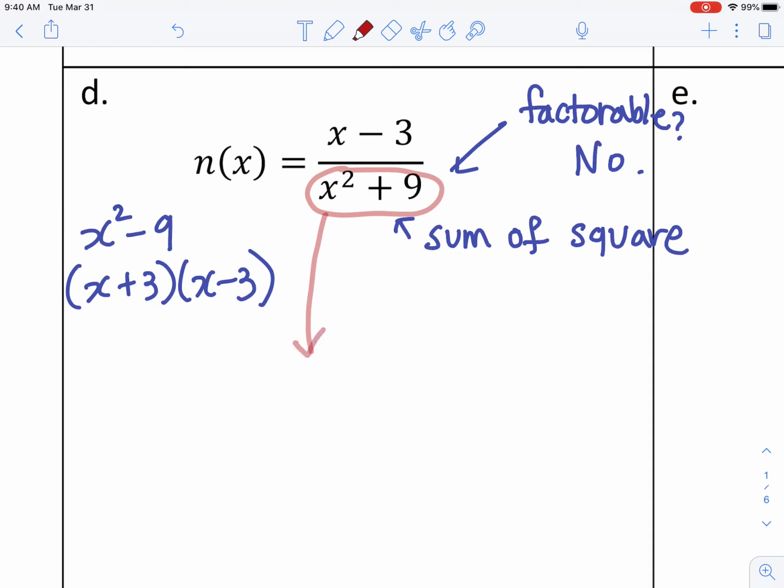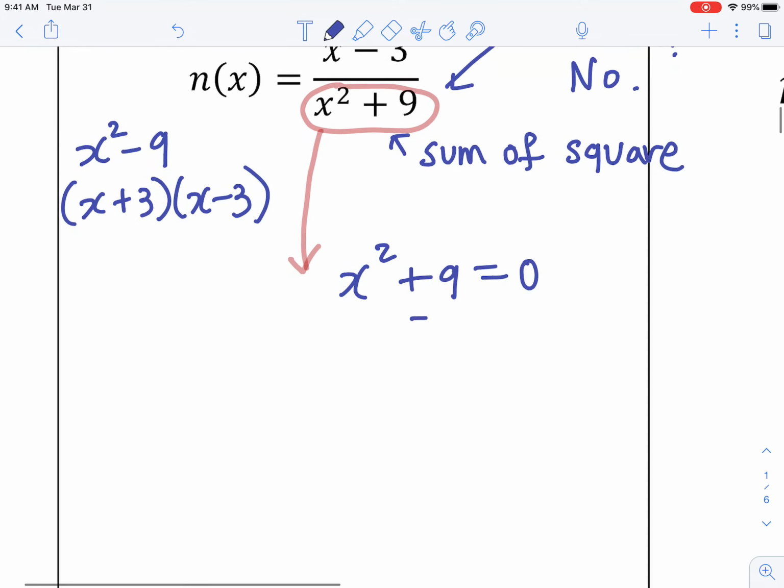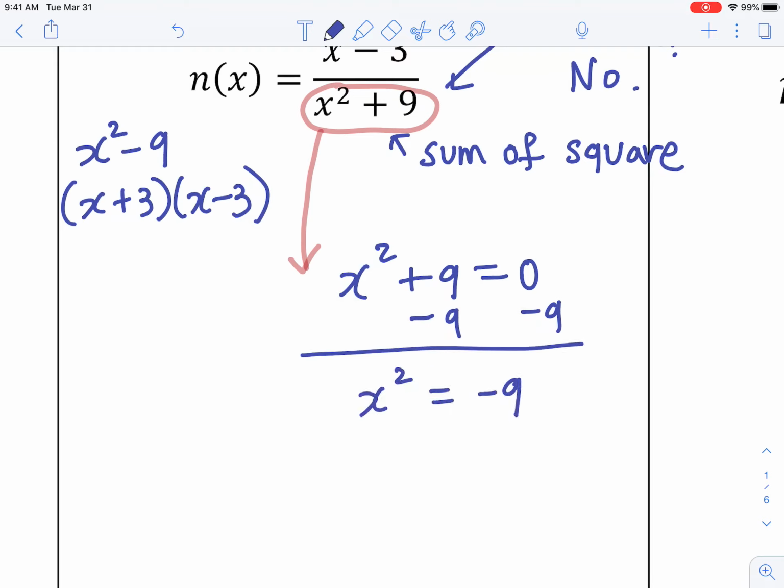So let's just grab this and set this equal to 0 then, and let's try to solve this. x squared plus 9 equals 0. Subtract 9 from both sides. You'll get x squared equals negative 9.